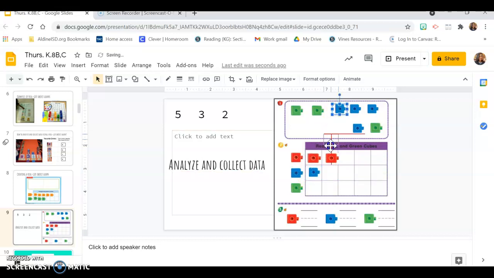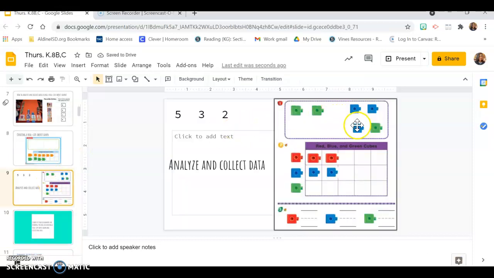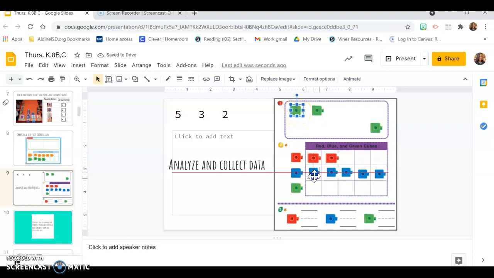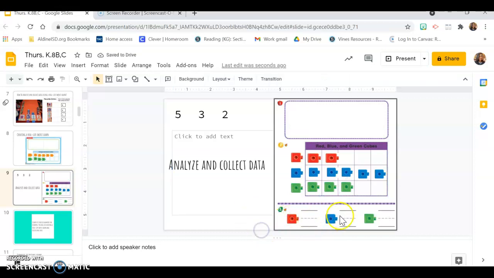1, 2, 3, 4, and 5. Then last but not least, we're going to graph our green snap cubes. 1, 2, and 3. Now we're going to collect our data or our information.